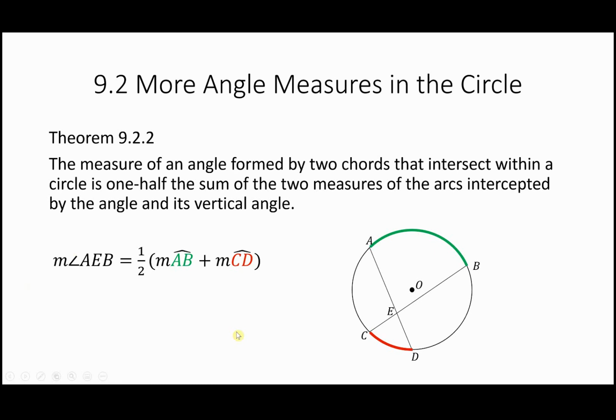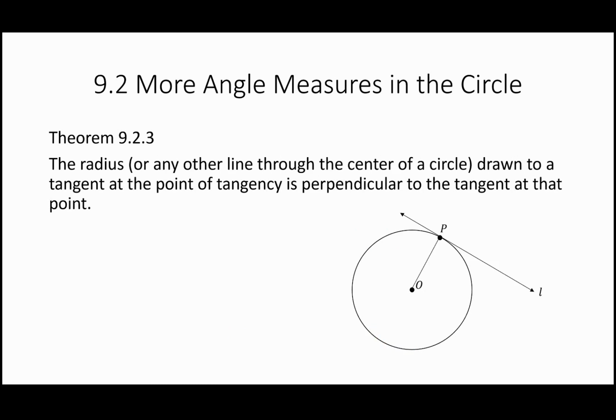Here is a different scenario. Actually, this one doesn't have a formula associated with it, I don't think. Let's read it together. The radius or any other line through the center of a circle drawn to the tangent at the point of tangency is perpendicular to the tangent at that point. So the point of this theorem is just to say that the radius, in regard to this tangent line L, is perpendicular. Okay, so a right angle is formed. You can put a little box in there and you can make this statement right here. Okay, great.